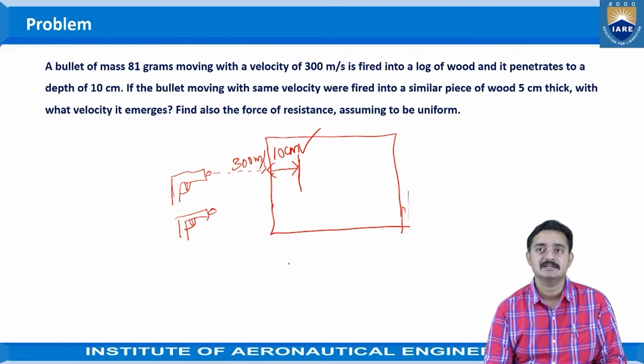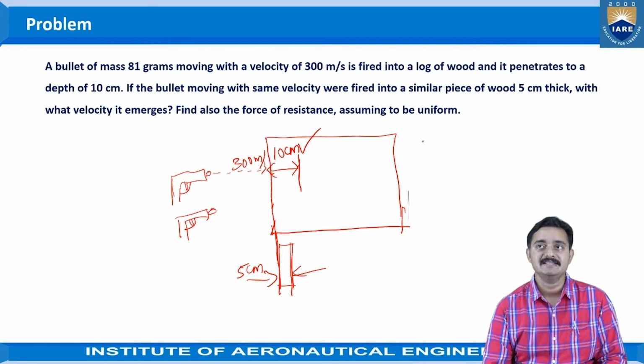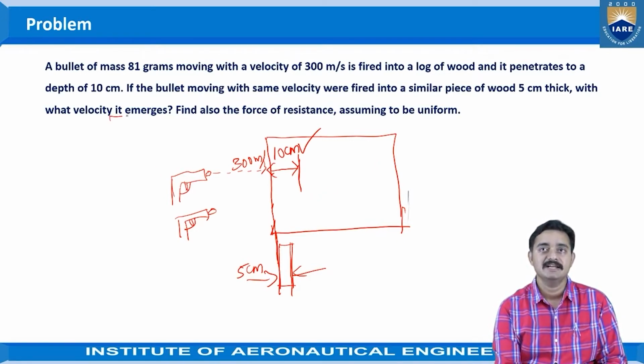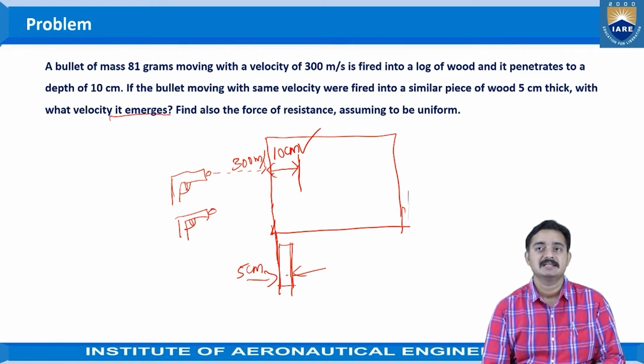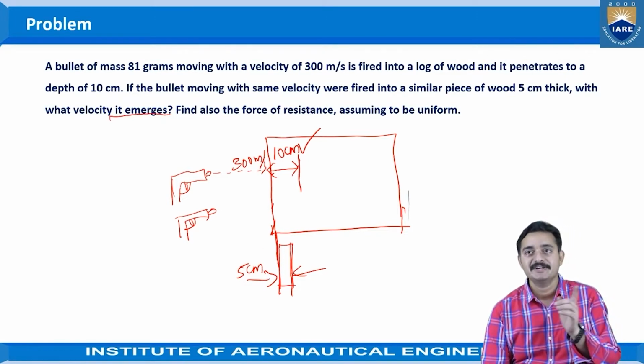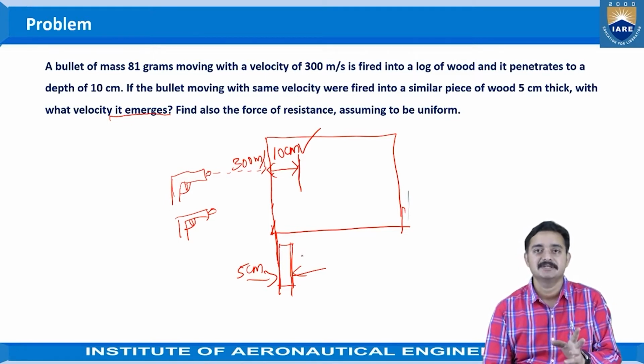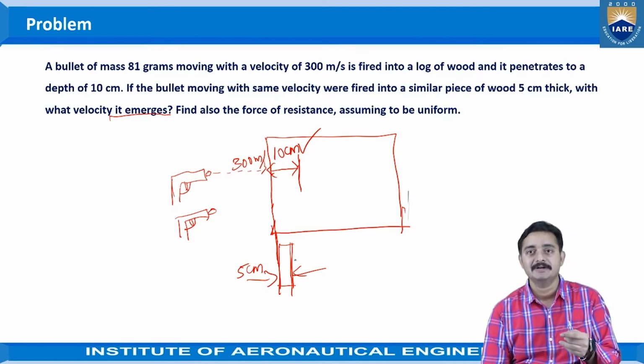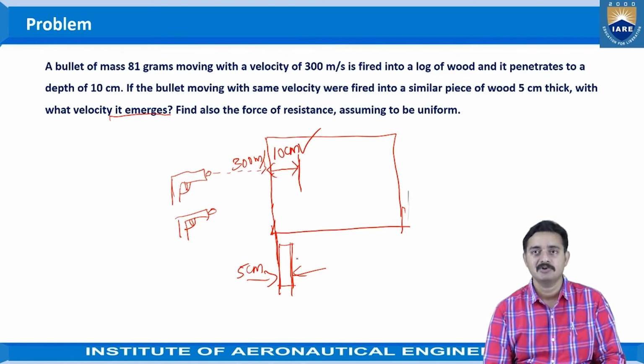Now, what are we considering? Only 5 centimeter thick wood is being considered. The same wood, but the depth is only 5 centimeters. With what velocity does it emerge? The capacity of the bullet to penetrate into the same log of wood is 10 centimeters, but we are firing the bullet into wood of only 5 centimeters thickness.